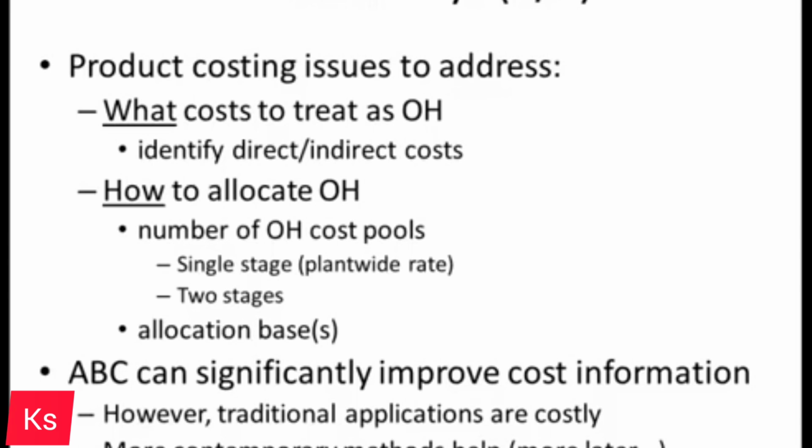Regardless, you have to choose what you're going to use as your allocation base. You have to decide what you're going to use to allocate from your cost pool down to your products. And again, remember, the objective here is to choose an allocation base that allocates overhead in a manner that reflects that product's consumption of those overhead resources. Activity-based costing, you're going to see in coming classes, can significantly improve cost information. However, the implementation of activity-based costing can be costly. More contemporary methods that we're going to talk about in the next class have helped to alleviate some of the cost of implementing and maintaining an activity-based costing system.